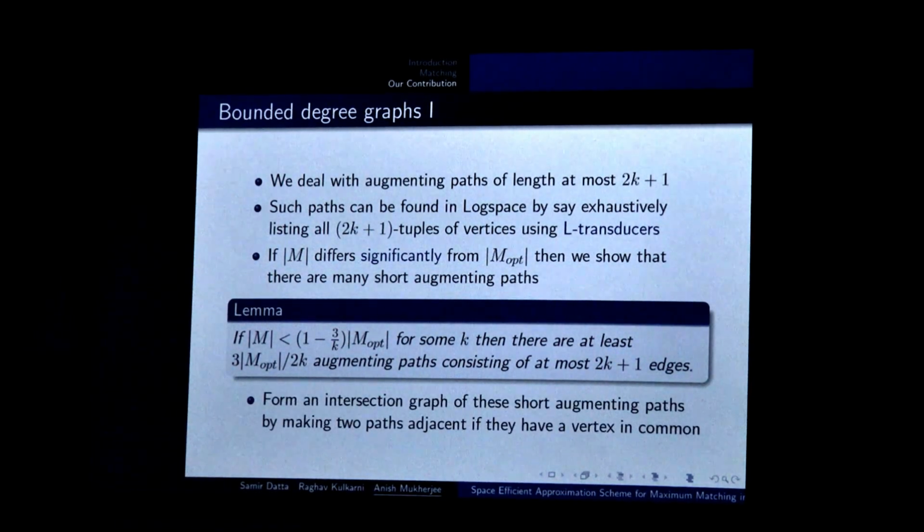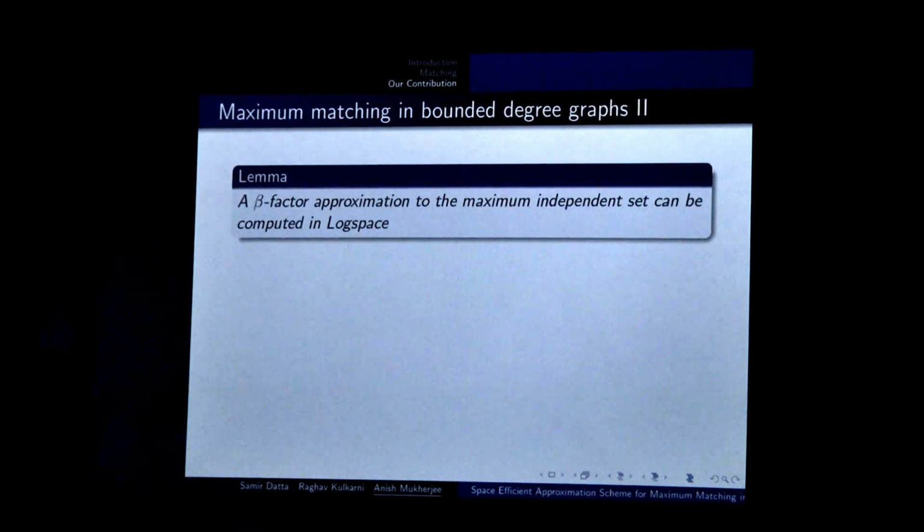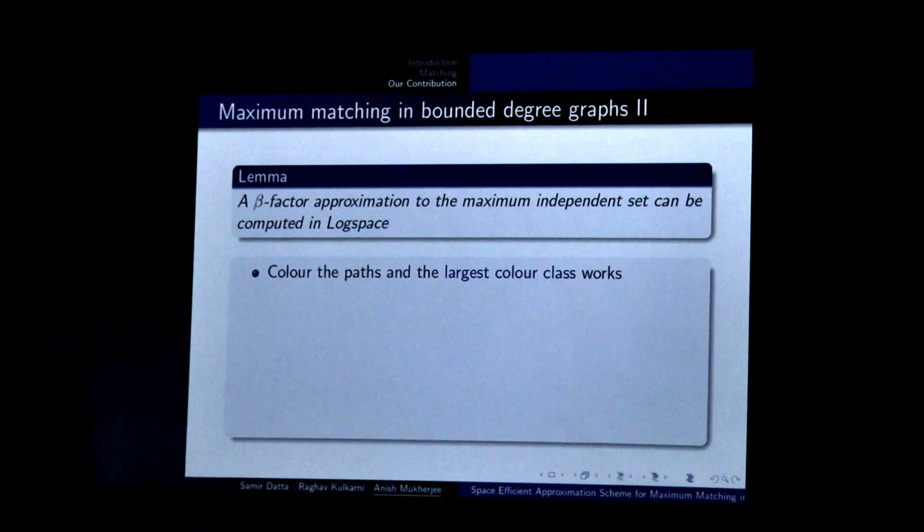So what you have to do is to augment all of them, and you have to do this in parallel. So you have to find some independent set of augmenting paths so that you can augment along all of them in parallel. You form an intersection graph of these augmenting paths. For every augmenting path, you take a new node, and two nodes have an edge between them if the paths are intersecting. In this new graph, the problem reduces to finding a maximum independent set, and actually some constant fraction of the maximum independent set will work. And we can do that in Logspace.